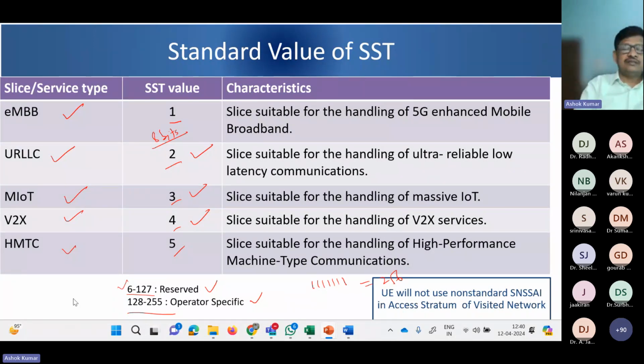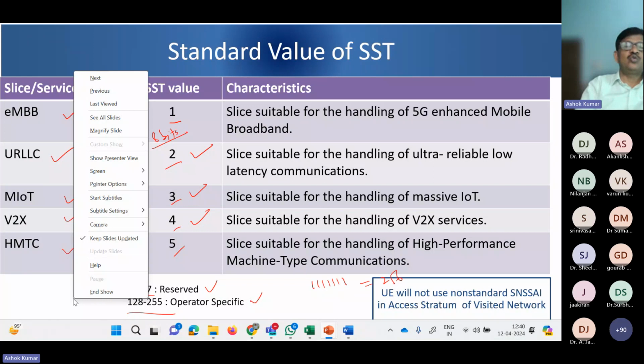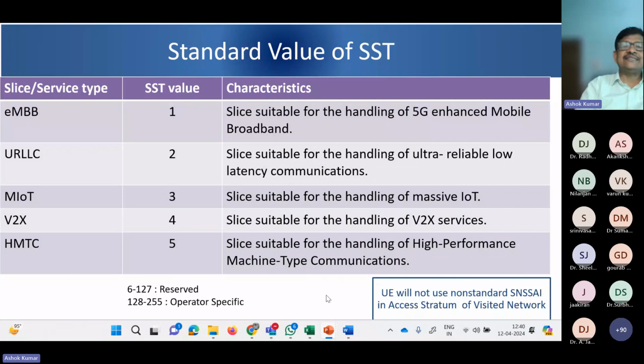So whenever a user equipment is in roaming, 3GPP has said that they will only be using the standard value of SST. They will only be using the standard value of SST while in roaming, because roaming is something that if I have subscribed to some service, it is to be followed in others. So operators may have different services. They'll have certain standard services and they'll have certain specific services. So in roaming, only the standard one would be applicable.